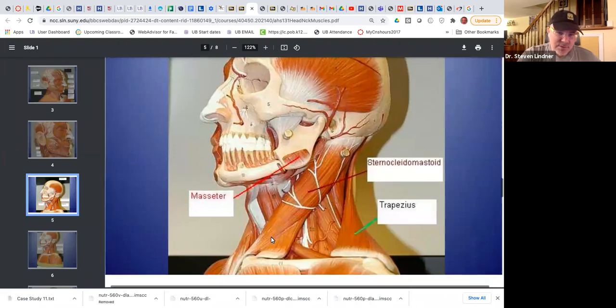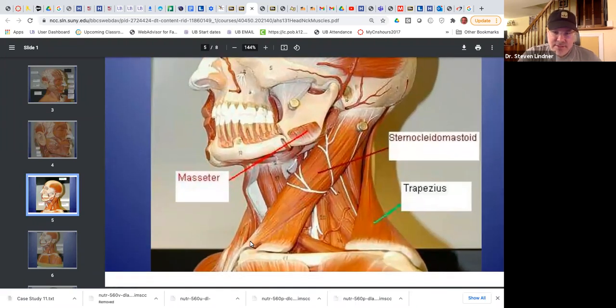Sternocleidomastoid, you can really see the two divisions at the origin. Here's the sternal division right there at the tip. And then here's the clavicular division. And then there's the mastoid process. So it's called the sternocleidomastoid.